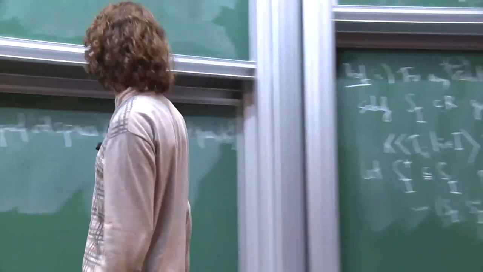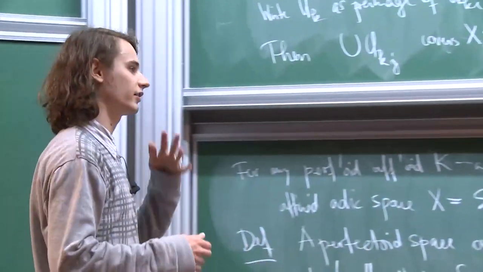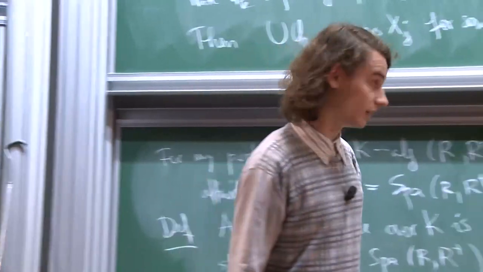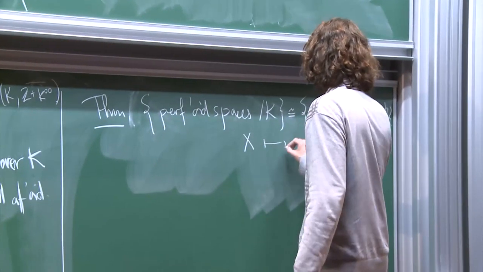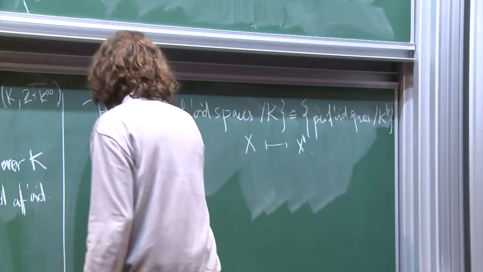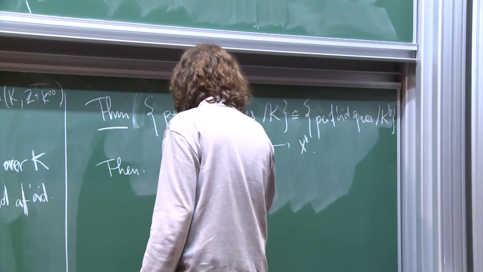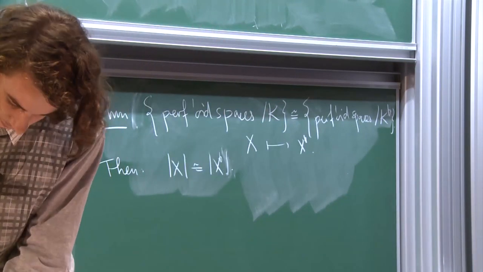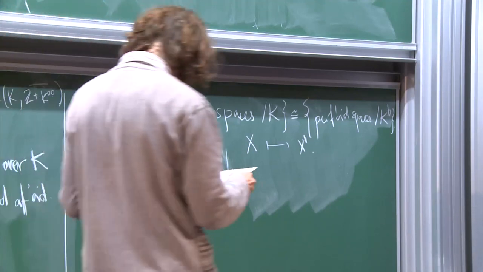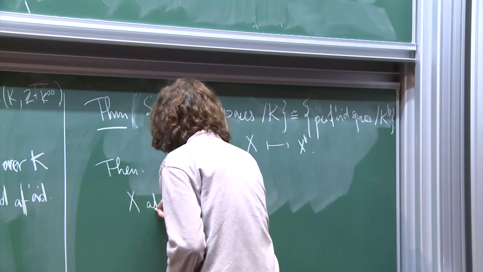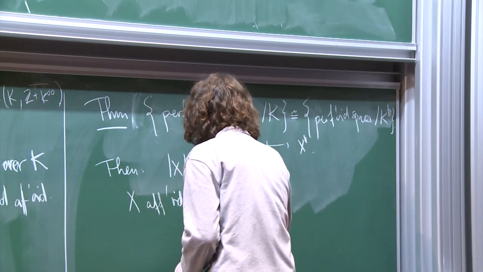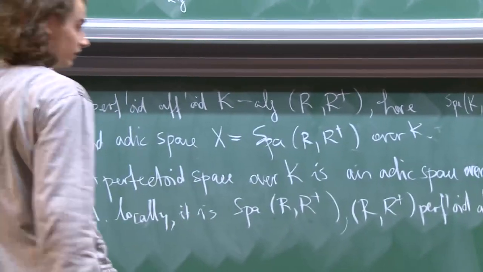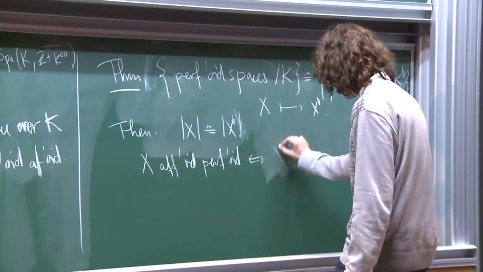So we have this tilting equivalence, so that now we have really geometric spaces on both sides, in equal characteristic and in mixed characteristic, and their theories are just equivalent. So if X maps to X flat, then we have the following properties: the underlying topological spaces are the same, and X is affinoid perfectoid, meaning that it's of the form Spa(R, R plus), where (R, R plus) is a perfectoid affinoid K-algebra, if and only if its tilt is so.